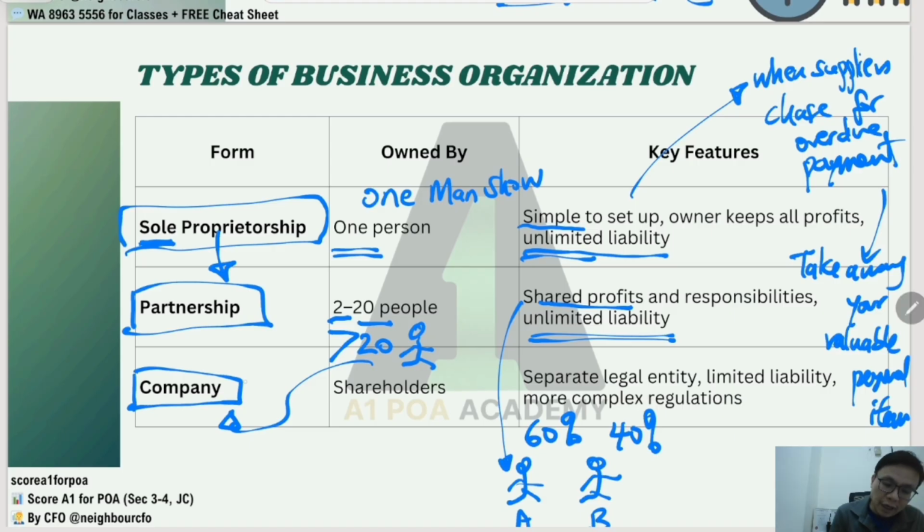Earlier on, we said that for a partnership, if you have more than 20 persons, you will need to register a company. So for a company, we have shareholders. We call them the shareholders. We don't call them the owners. We call them the shareholders as far as the company context is concerned.